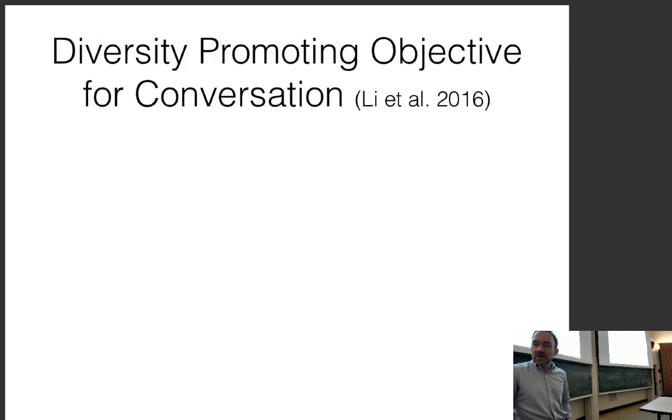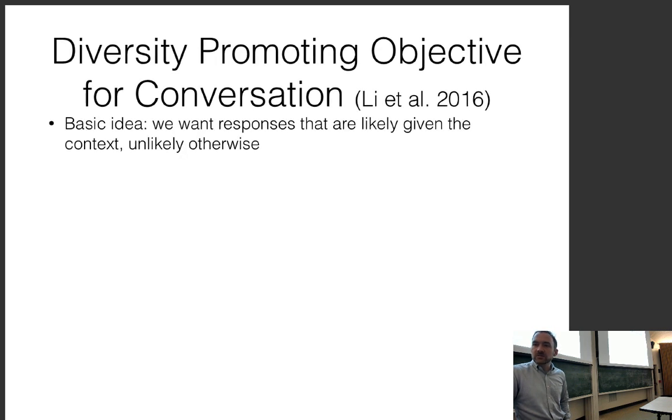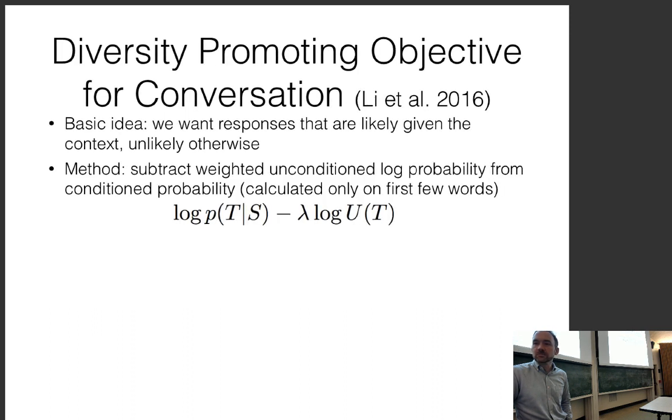So one way that they've gotten around this for dialog models is by introducing a diversity promoting objective. The basic idea is that we want responses that are likely given the context, but unlikely otherwise. So they have a really simple method. I don't think this is the best method or the only method, but it is something that you can do quite simply, which is you subtract the weighted unconditioned log probability from the conditioned probability.